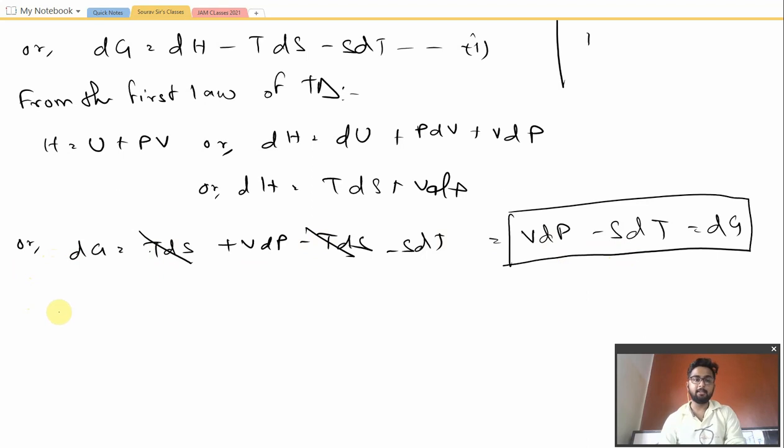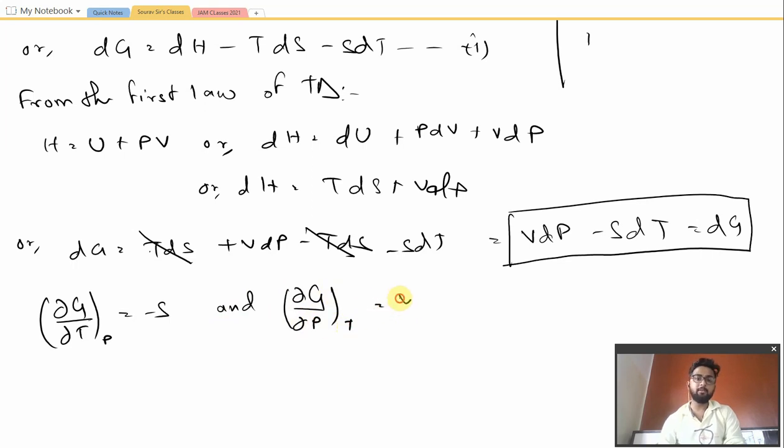So the two equations that are obtained are delta G by delta T at constant P is equal to minus S, and delta G by delta P at constant T is equal to V. So these are the two equations that are obtained. Let them be named as equation 2 and equation 3.